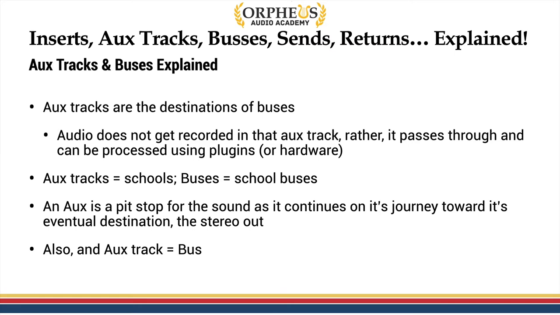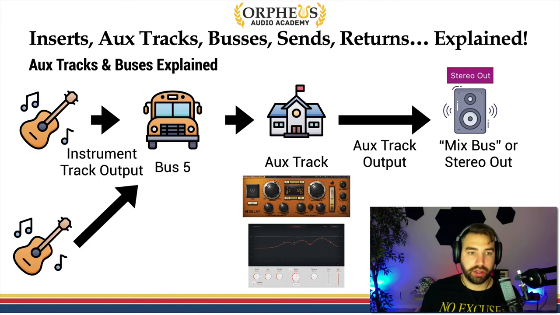And really aux tracks are kind of the same thing as a bus, because they can also just be called buses on their own. But I find it can be helpful to think of an aux track and a bus as kind of separate things. So here's kind of a picture of what that would look like. So you have an instrument track, and the output of that instrument is then going to be carried on, say, bus 5 to an aux track.